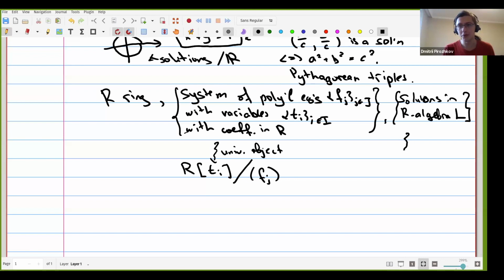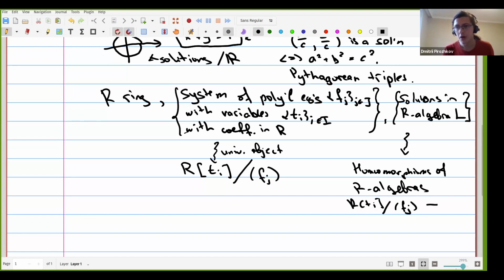And in terms of this universal object, it is easy to see that this corresponds to homomorphisms of our algebras from this universal quotient to L, where the association is that we take a solution and we send the variable t_i to the corresponding element of the ring L.